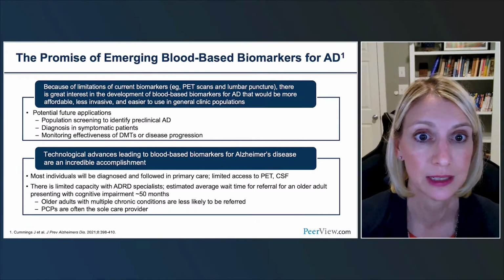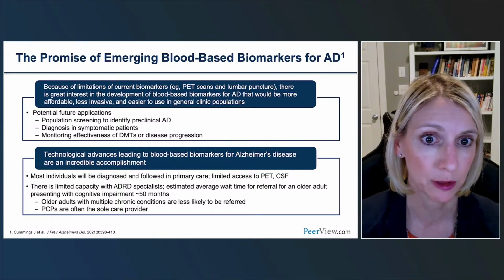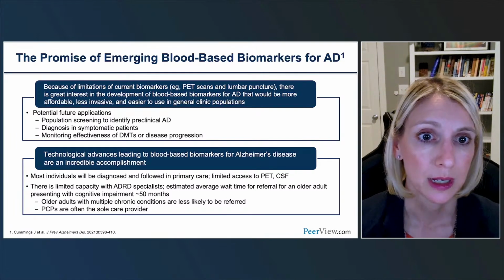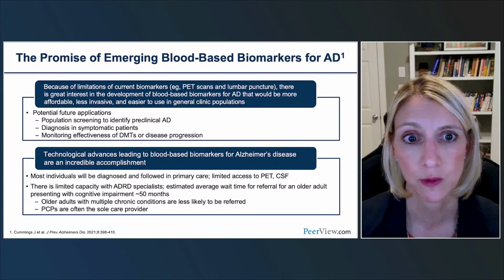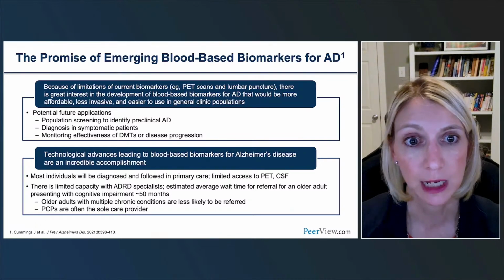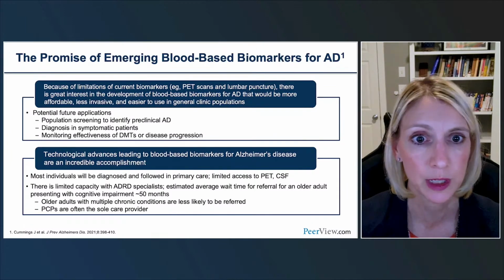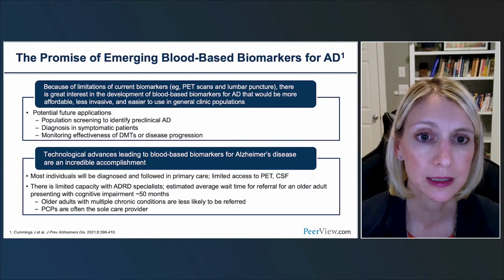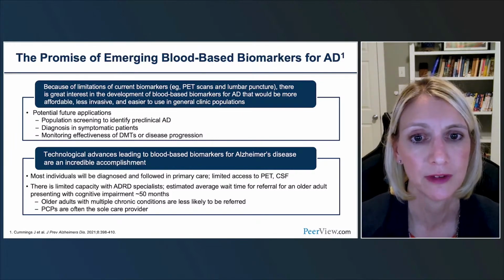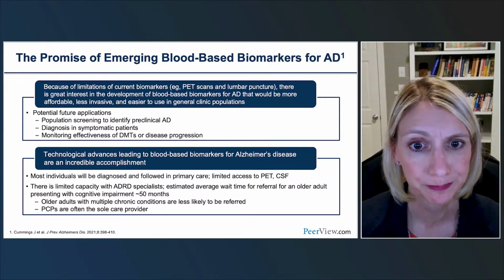more easily, and less invasively. Now, a lot of times we talk about diagnosis in terms of the blood markers, which I'll talk about coming down the road. But other than diagnosis, there's a lot of other potential future applications for these biomarkers. For example, population screening to identify those individuals at risk of developing Alzheimer's disease, diagnosis in symptomatic patients, as we discussed, and then also potentially monitoring the effectiveness of disease-modifying therapies or monitoring disease progression.